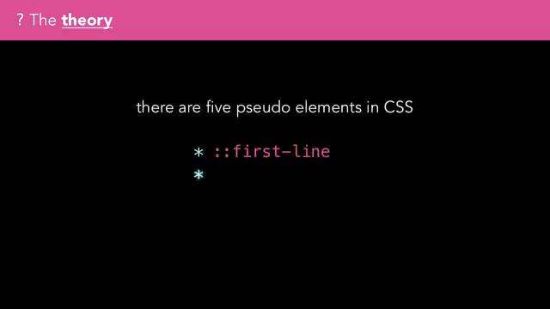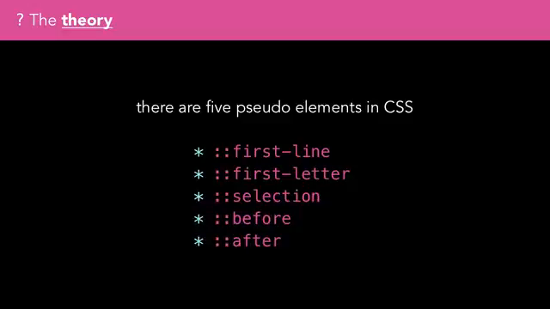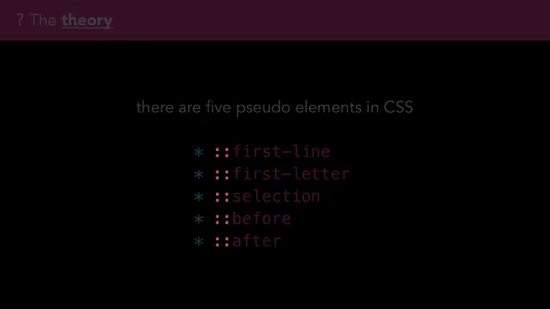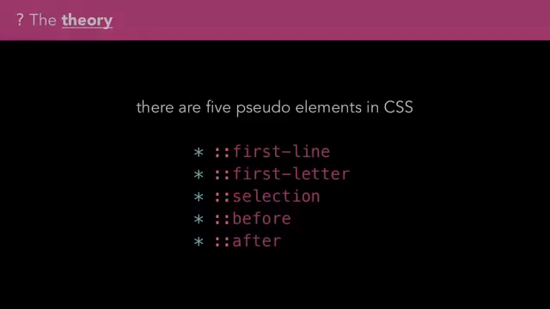There are 5 pseudo elements in CSS: first line, first letter, selection, before and after. These are differentiated from pseudo classes with the double colon syntax, but they're often written in CSS with a single colon for brevity.